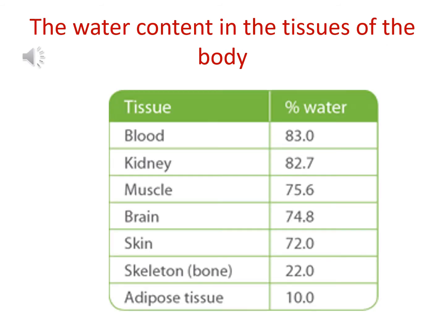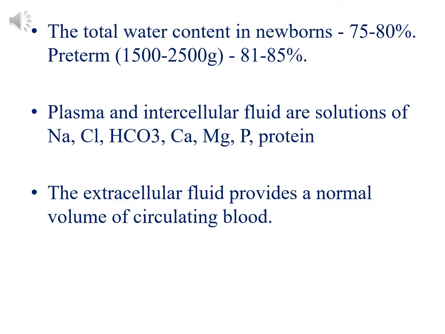On this slide you can see how much water different tissues of the body contain. The leader is blood, 83%, and the smallest amount is in adipose tissue, 10%. Water content in the body is directly proportional to age. The total water content in newborns is 75–80%. Compare with preterm newborns, 81–85%.